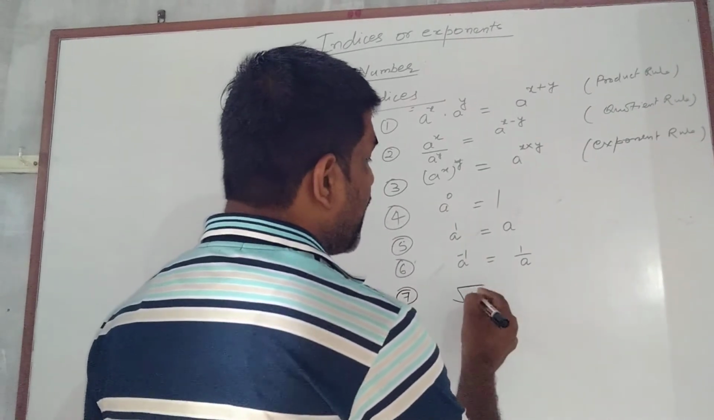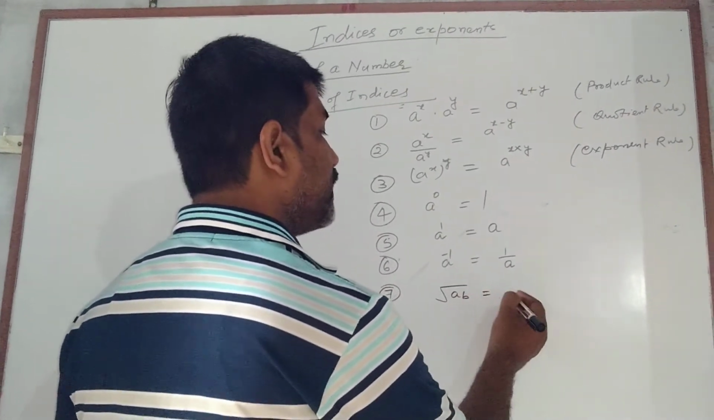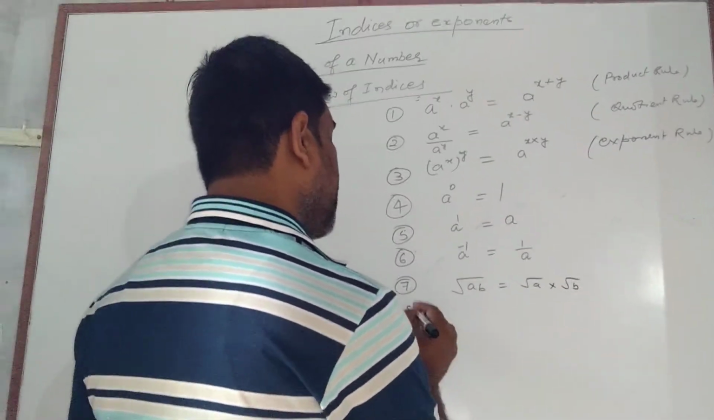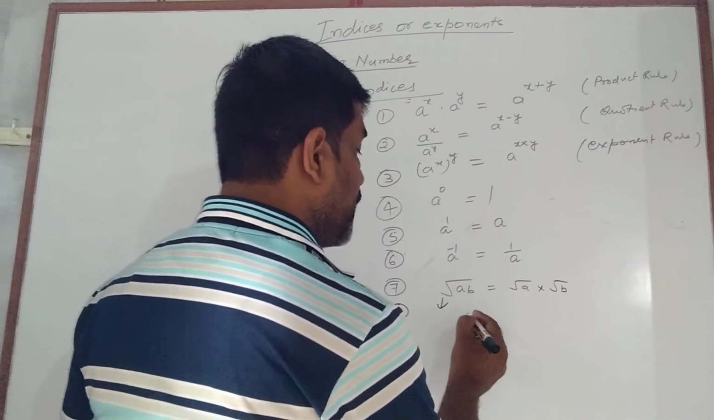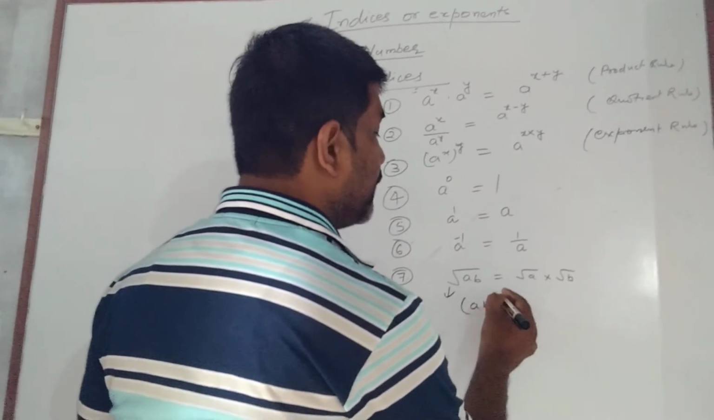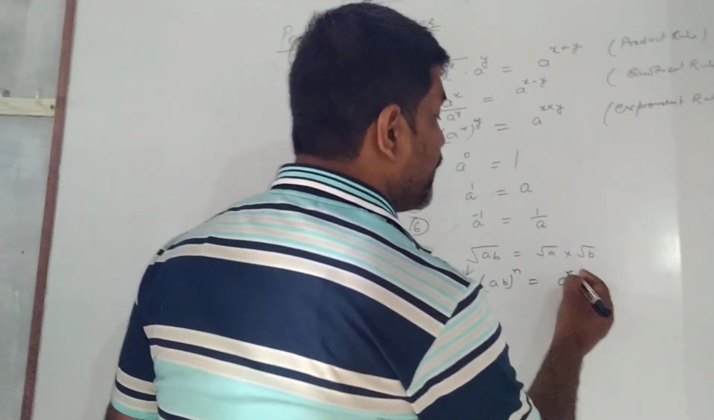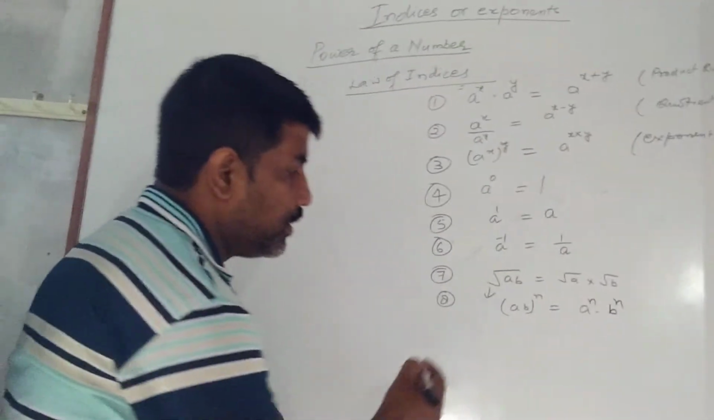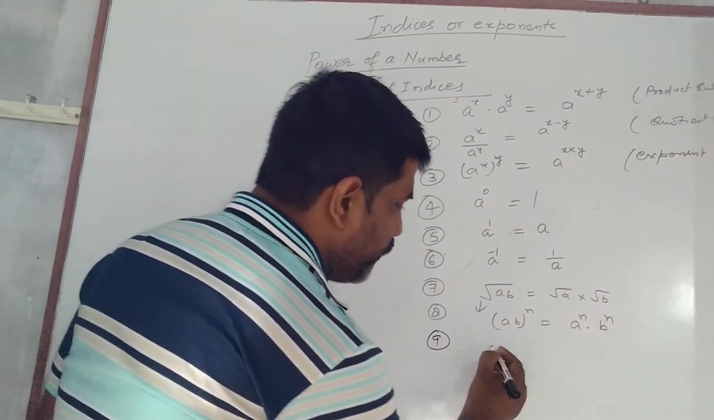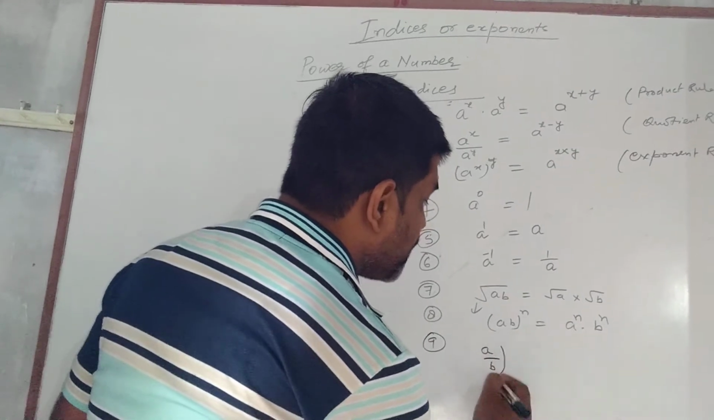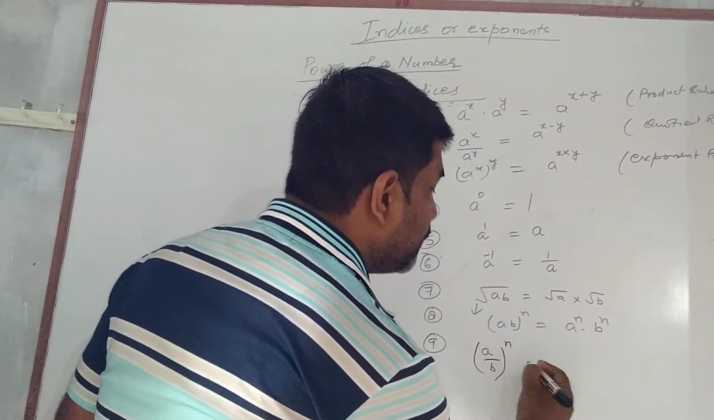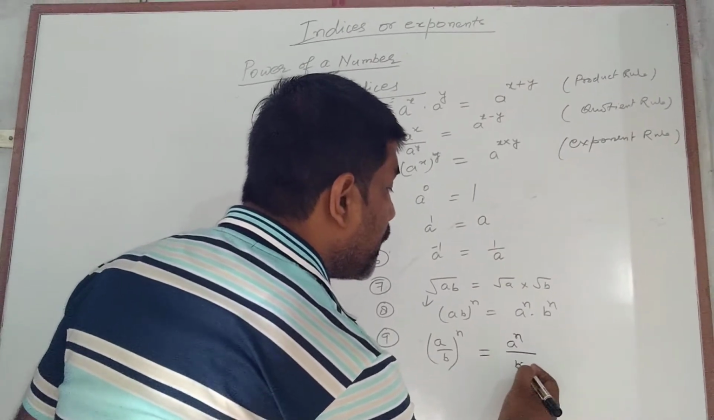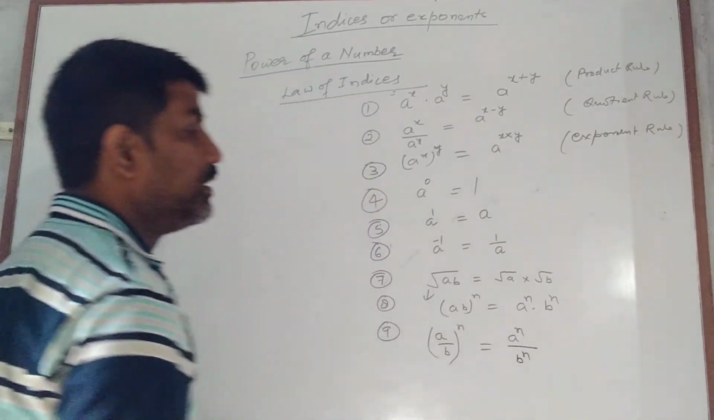Similarly, under root ab means under root a into under root b, or we can generalize the same rule: ab to the power n can be written as a to the power n into b to the power n. The ninth one is, if we write a upon b to the power n, then this can be written as a to the power n upon b to the power n.